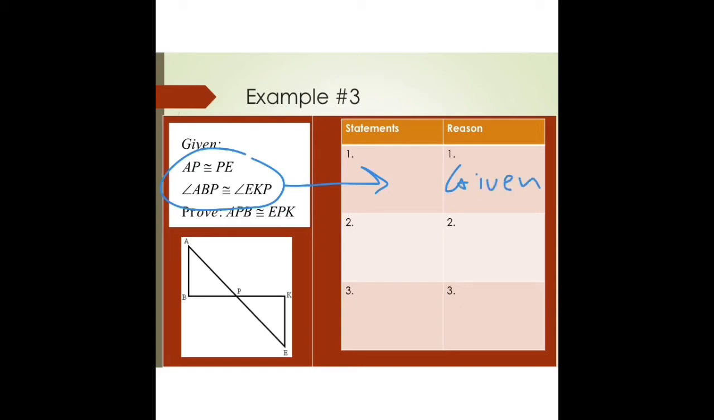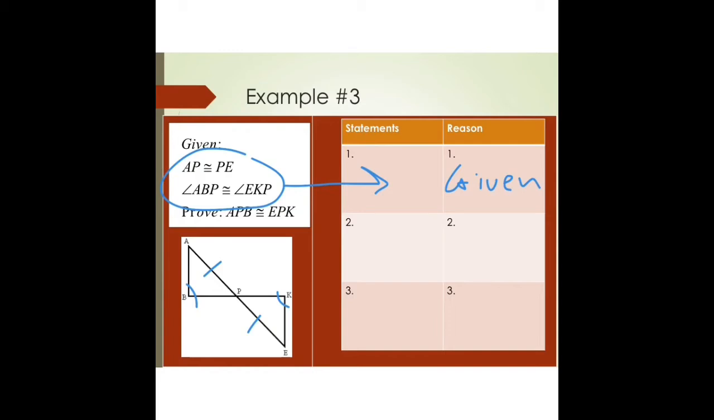Okay, I'm going to mark my triangles now. So I know that AP and PE are congruent, and then ABP, which is going to be this angle, and EKP, that angle, is going to be congruent. All right, looking at our triangle, I have a side and I have an angle, and then again I have a side and an angle. That's not enough information. So we need to try and find something else we can say. And this is where our vertical angles will come into play.